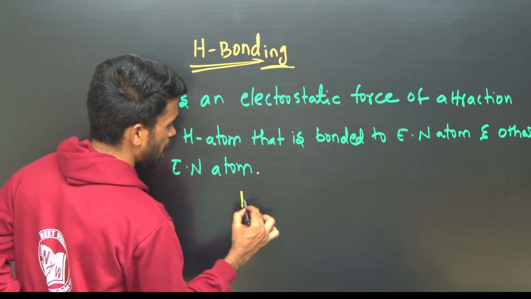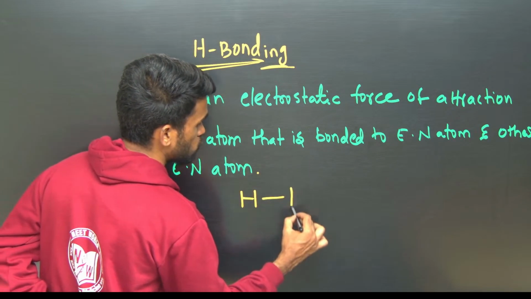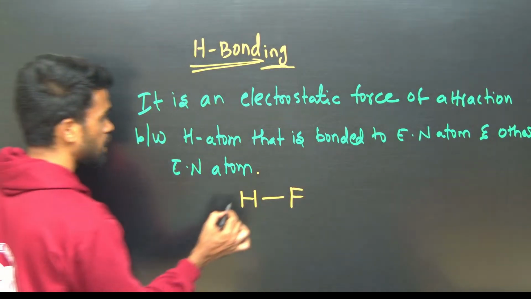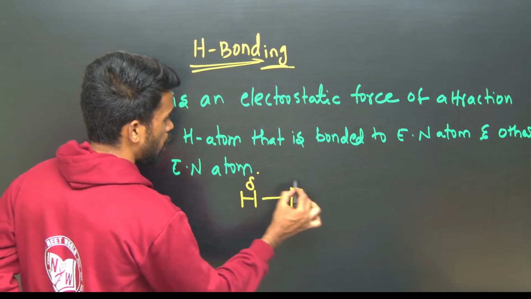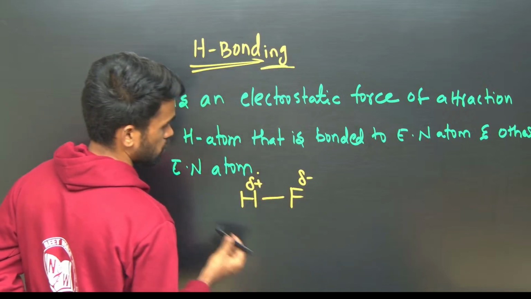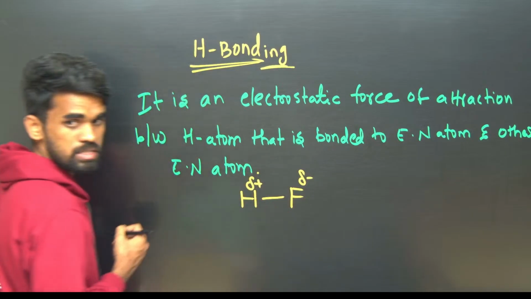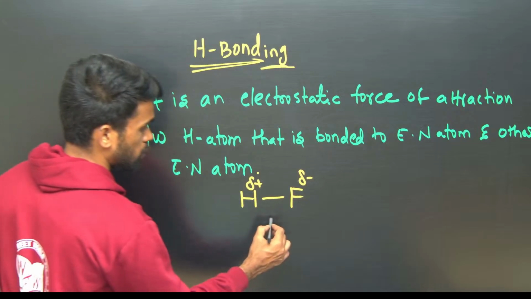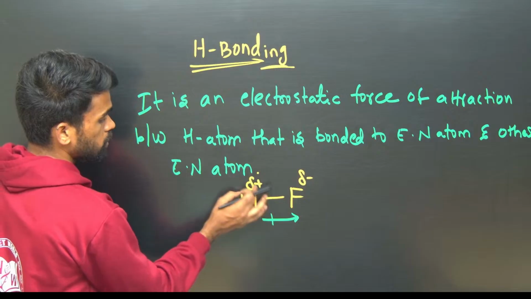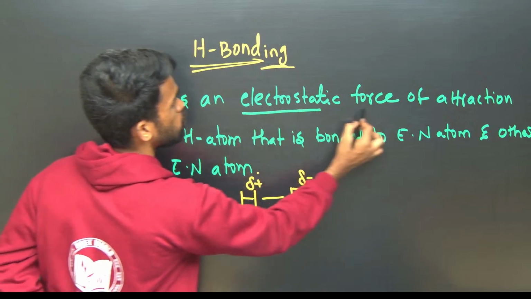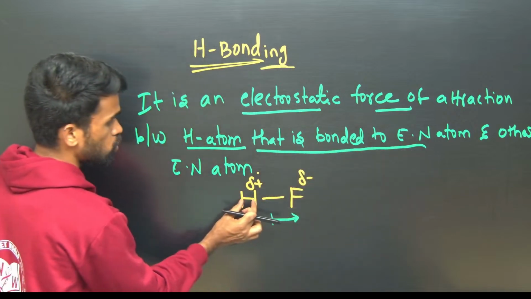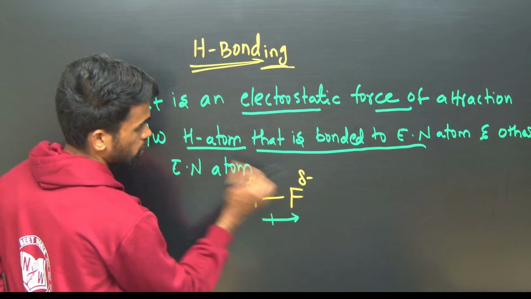For example, I have a hydrogen atom that is attached to the fluorine atom. We know fluorine is a more electronegative atom, therefore that generates a partial negative charge on fluorine and a partial positive charge on hydrogen. So these are the dipoles generated here. Due to the electronegativity difference, we got these dipoles. Now this hydrogen, the hydrogen atom bonded to the electronegative atom here.